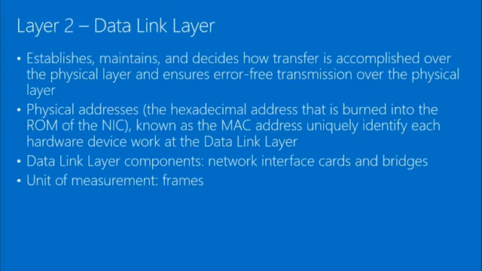Layer 2, data link layer. So the data link layer establishes, maintains, and decides how transfer is accomplished over the physical layer. So basically now what we're talking about are frame types. How is that content encapsulated and put over the wire?